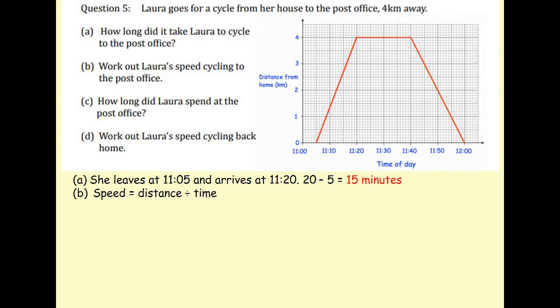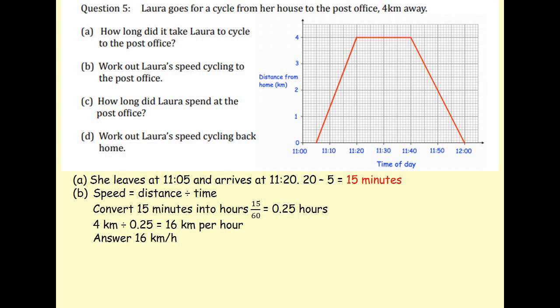You could work that out by looking at the graph, and you can see that it's 4 kilometres here, but we're actually given that information in the question. And the time is 15 minutes. Okay, so this is where it gets a little bit more complicated.